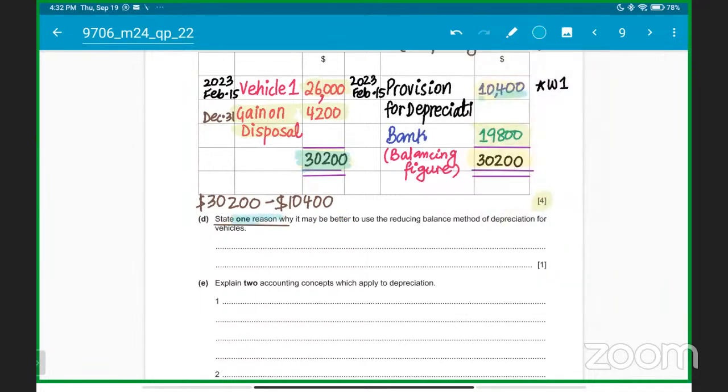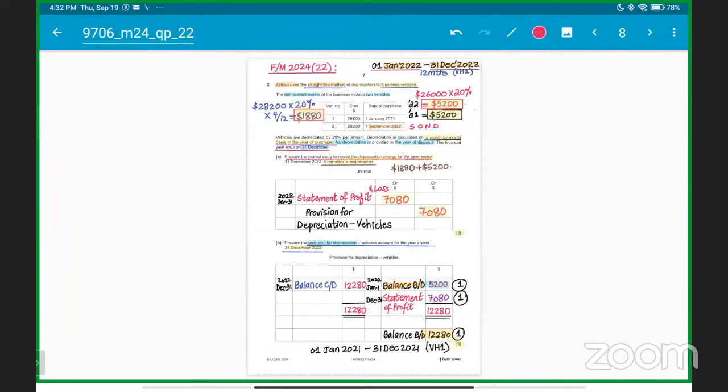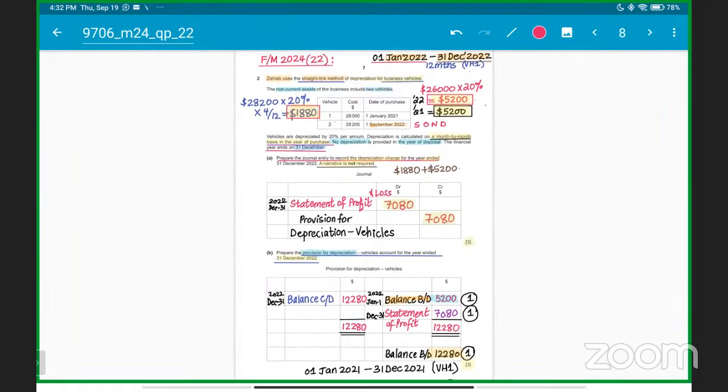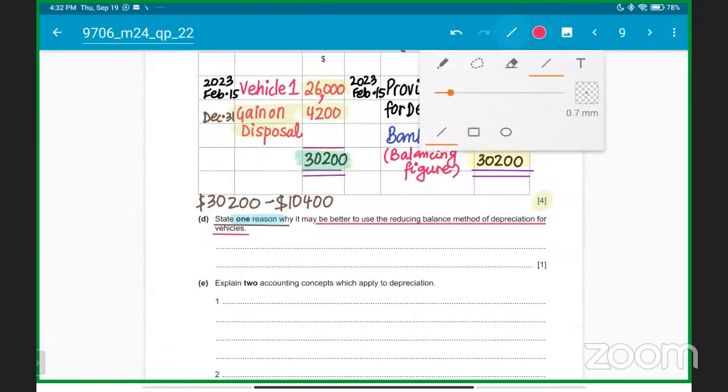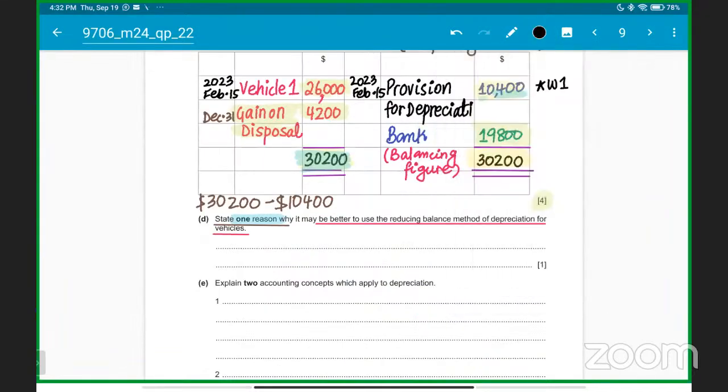What is the one reason why it may be better to use the reducing balance method of depreciation for the delivery vehicles? We talked about it, that delivery vehicles are non-current assets which tend to lose value early and more quickly. Because the straight line method charges the same amount of depreciation, it is not recommended, and the reducing balance method of depreciation is the better method, the more suitable method. Okay, understanding?